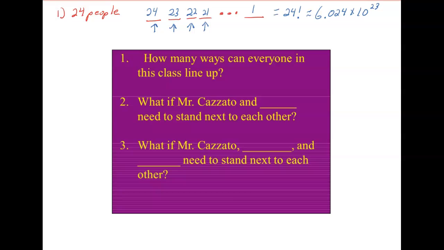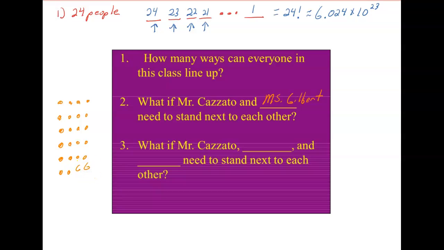For problem number 2, let's suppose that Mr. Gazzato and, for this particular example, Miss Gilbert is in the room. So how many ways can we line up at the door? There are still 24 people, but Miss Gilbert and myself must stand next to each other. So now let's think about we have 24 people. 1, 2, 3, 4, 5, 6, 7, 8, 9, 10, 11, 12, 13, 14, 15, 16, 17, 18, 19, 20, 21, 22, and then I'll say C and G for myself and Miss Gilbert.